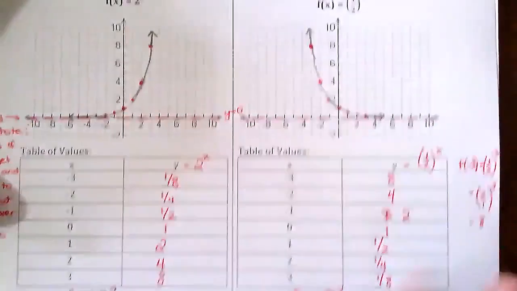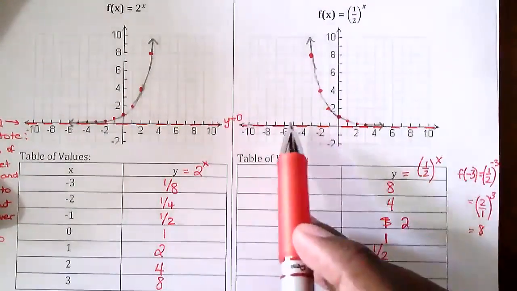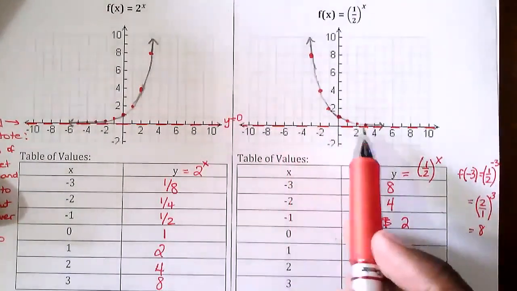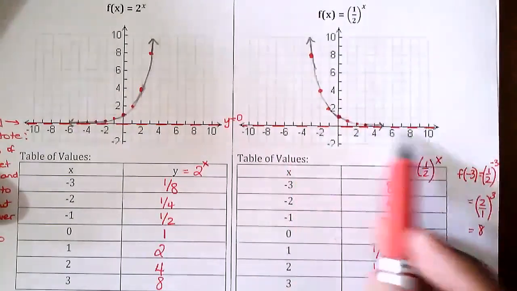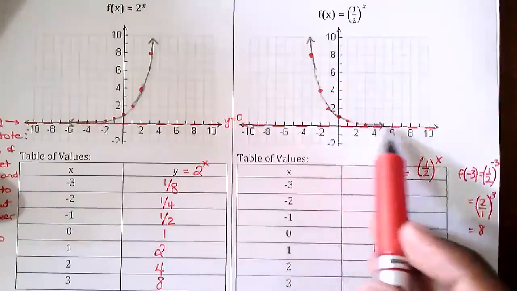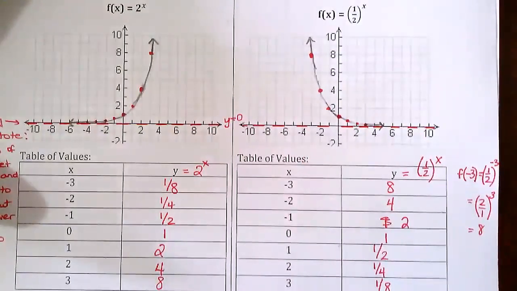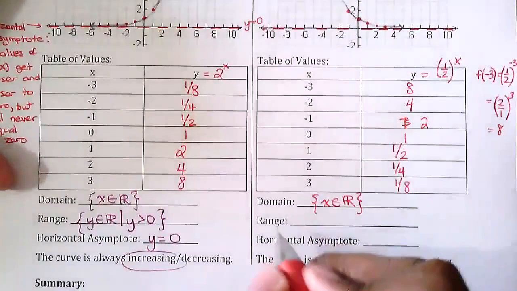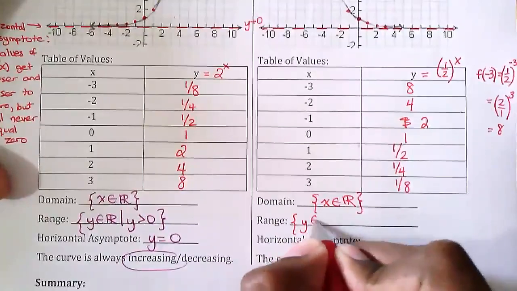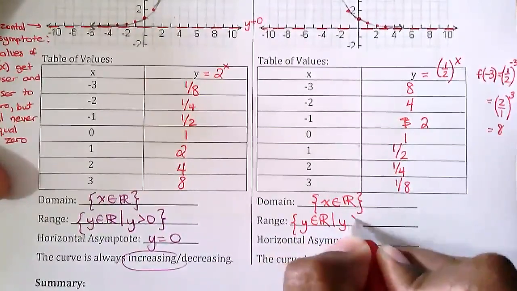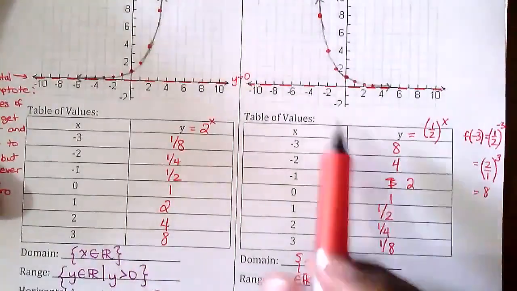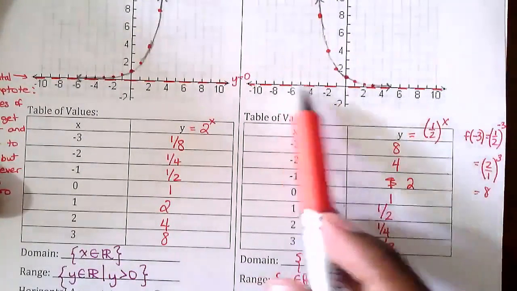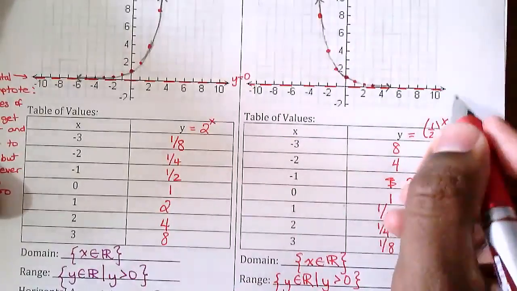The range here, again, all of the points are above the x-axis, and we know that these points will get closer and closer to 0, but never actually equal 0. So we have what we call a horizontal asymptote. So the range, again, is y belongs to the real numbers, but y is greater than 0. The horizontal asymptote, in this case, is at the same location, y is equal to 0.